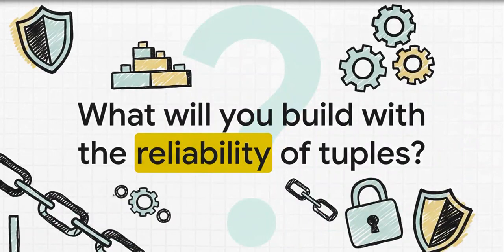So remember, immutability is not a weakness. It is a powerful feature for writing safer, more predictable, and more readable code. It communicates your intent loud and clear. So the real question to leave you with is, now that you can protect your data with tuples, what will you build with that reliability?